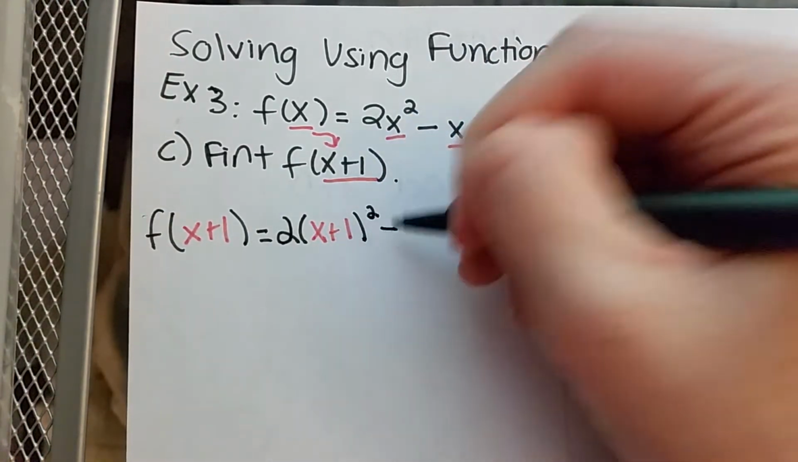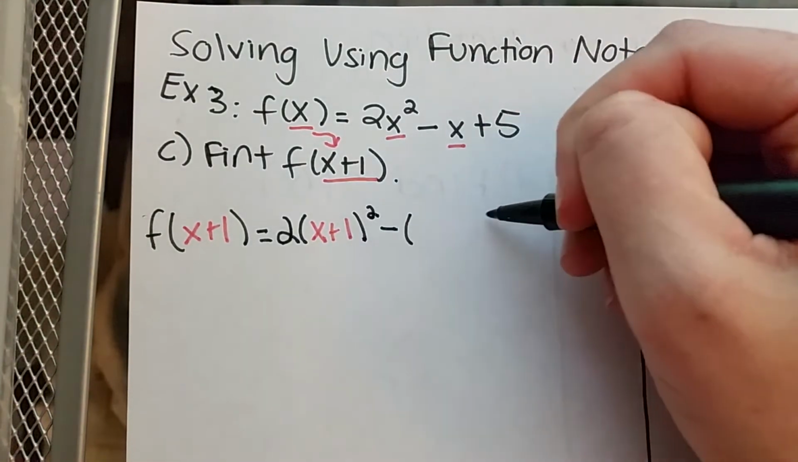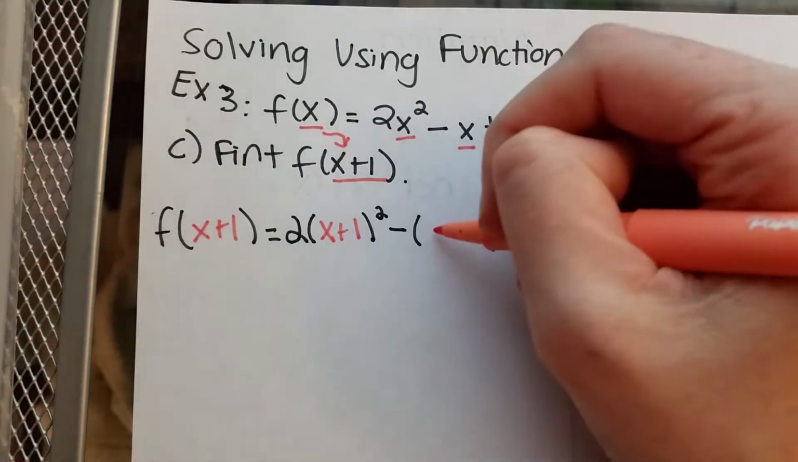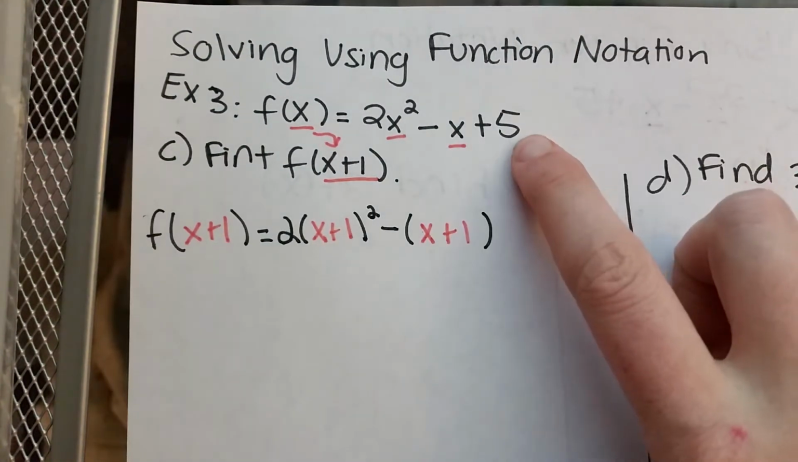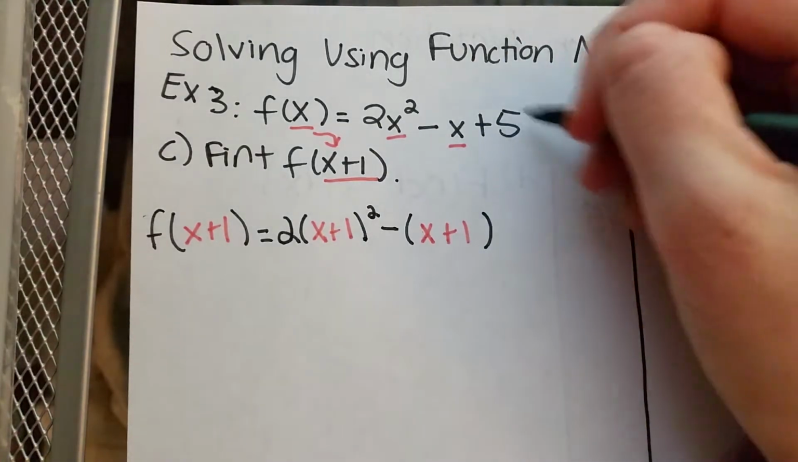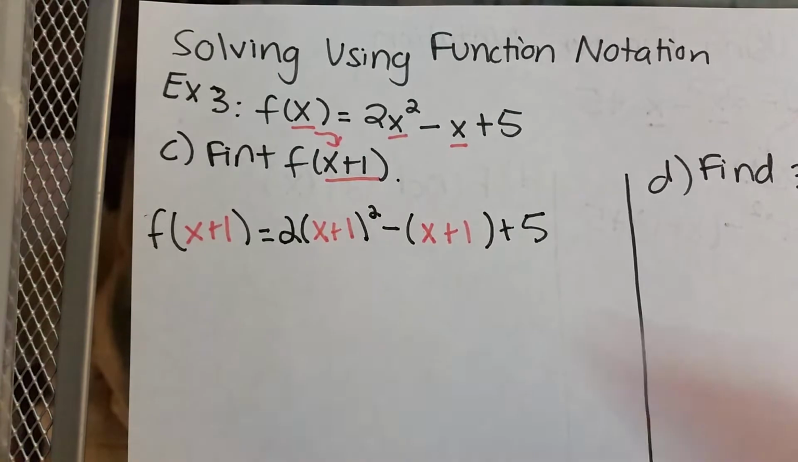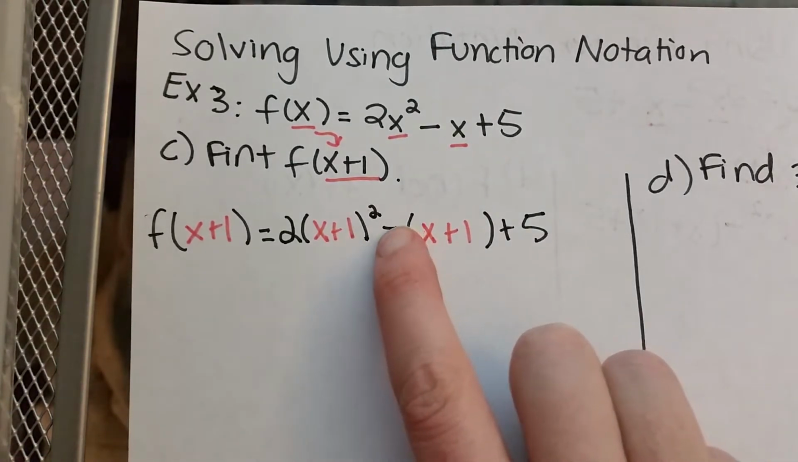I'm going to bring down my minus sign, and just like when we subtracted with two functions, I'm going to be placing this in a parenthesis, and I'll explain why in just a moment, so wait on it. I know you're so ready to find out why, but you'll have to wait. And then I'm going to bring down the 5 because it does not have an x with it. So the first thing we're going to tackle is this x plus 1 quantity squared.